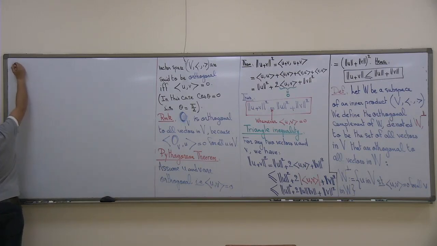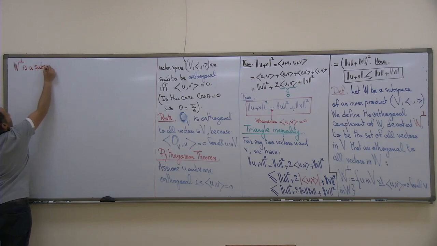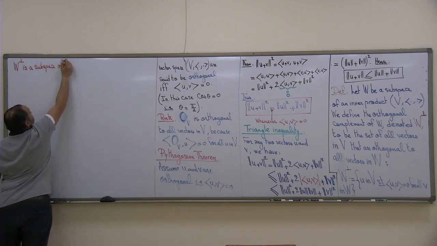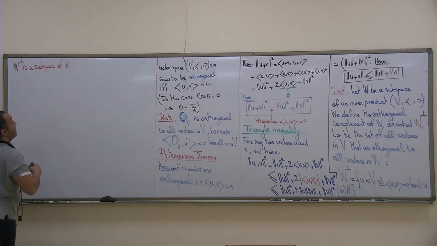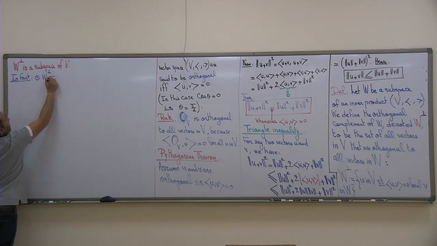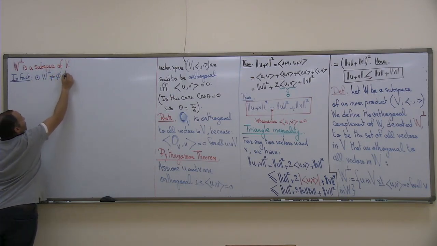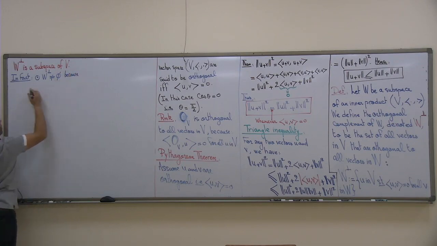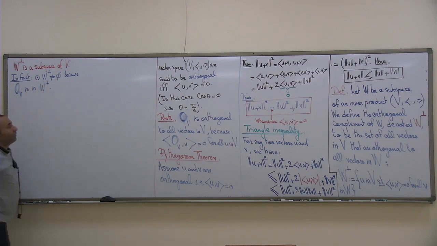Here, W, the orthogonal complement, is a subspace of V. In fact, why is this true? In fact, the orthogonal complement is not empty because the 0 vector is in W perp. Look at what I wrote here.